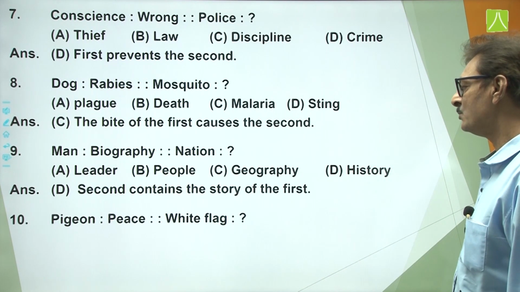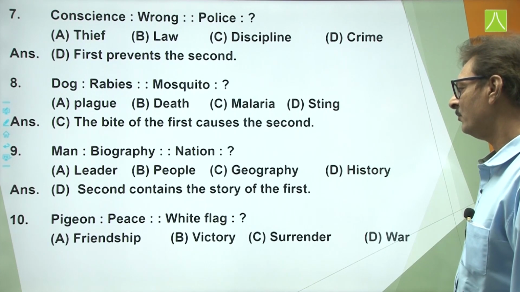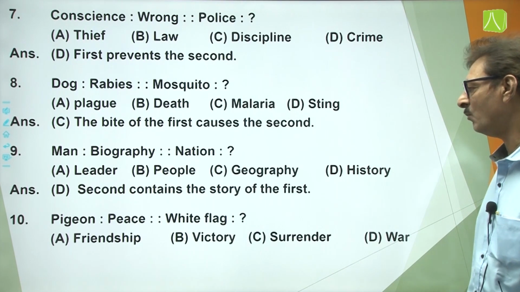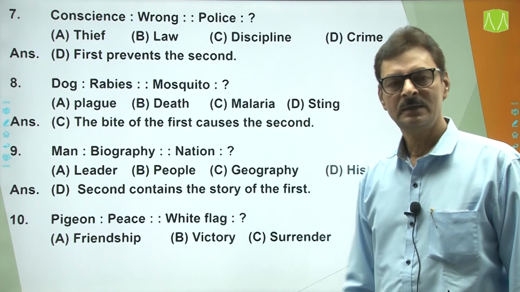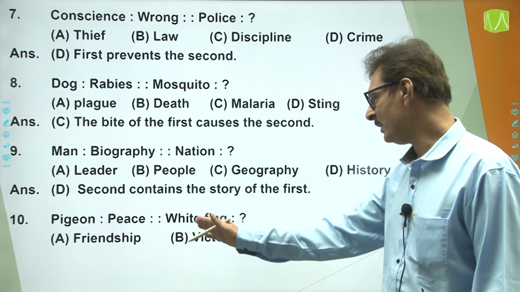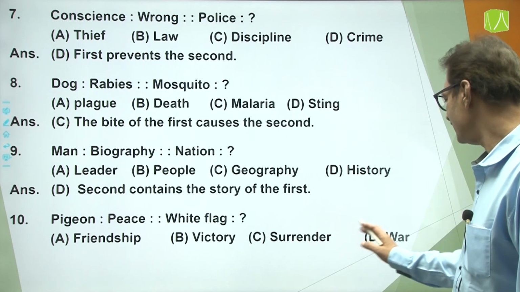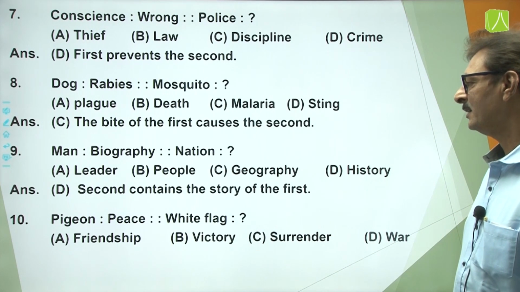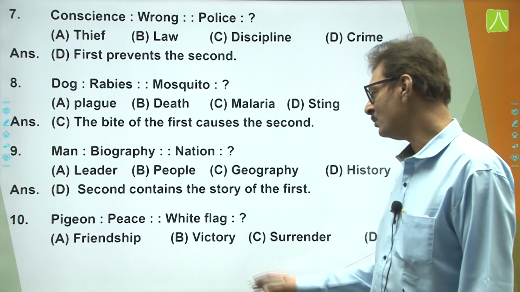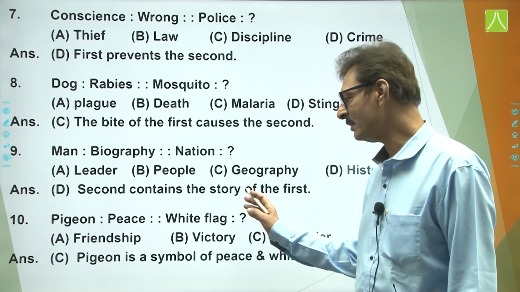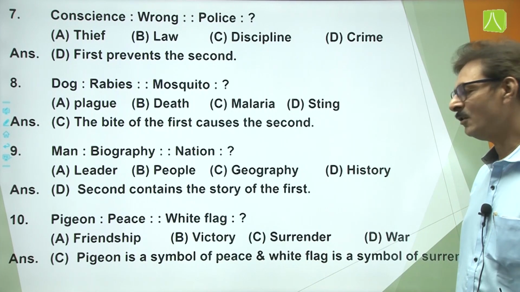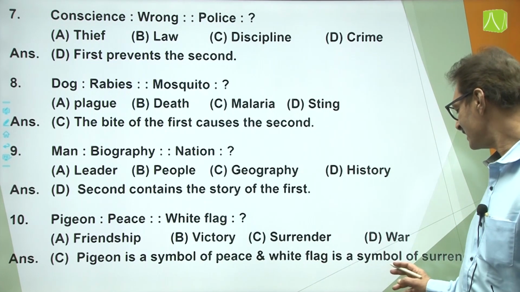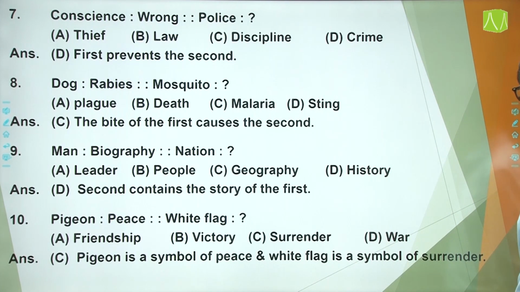इजी वन. पिजन इज टू पीस. व्हाइट फ्लैग इज टू व्हाट? फ्रेंडशिप, विक्ट्री, सरेंडर या वॉर. जब हम व्हाइट फ्लैग दिखाते हैं, तो उसका मतलब क्या होता है? तो पिजन रिलेट करता है पीस को, तो व्हाइट फ्लैग क्या सिग्निफाई करता है? व्हाइट सिग्निफाइज द सरेंडर. सो पिजन इज अ सिंबल ऑफ पीस एंड व्हाइट फ्लैग इज अ सिंबल ऑफ सरेंडर.